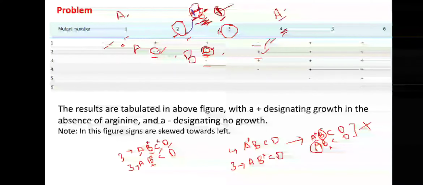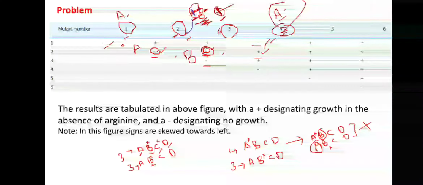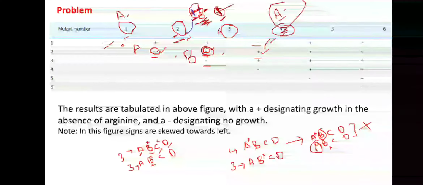Okay, so this means that the gene mutation which is causing mutant 1 and mutant 4 to give arginine auxotrophy is the mutation in gene A. The mutation in mutant 2 and the mutation in mutant 3, the mutant gene is B. Okay.